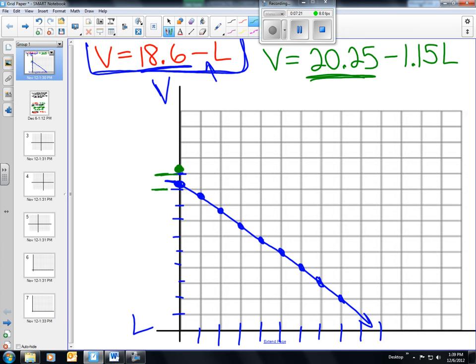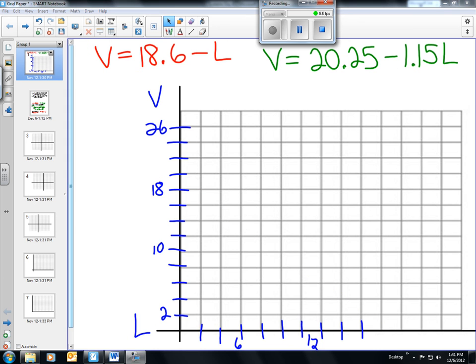And then our slope is a little steeper on this one. On that one, it's going to be -1.15, so we're going to be going down a little steeper. And I'm sorry, we made a mistake on our graph. So let's go back. We made the V-axis, the vertical axis, and that was this equation here. And we have a starting point of that equation of 18.6, which we can say is approximately right here.